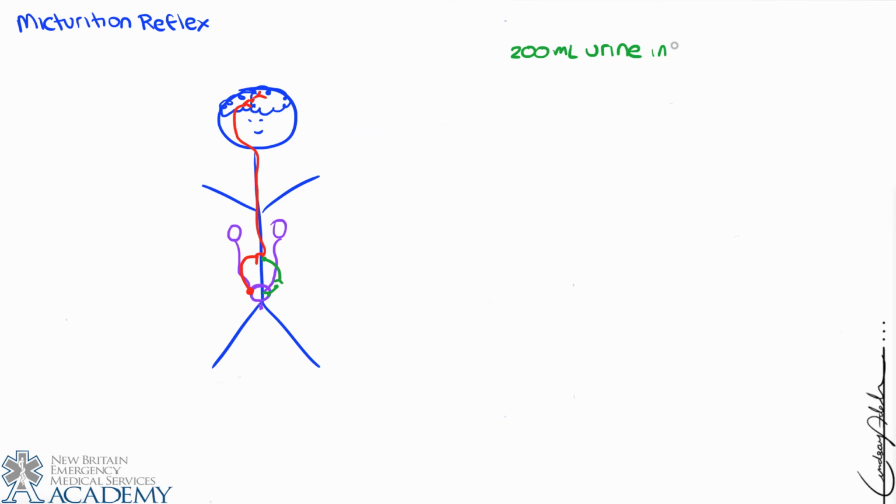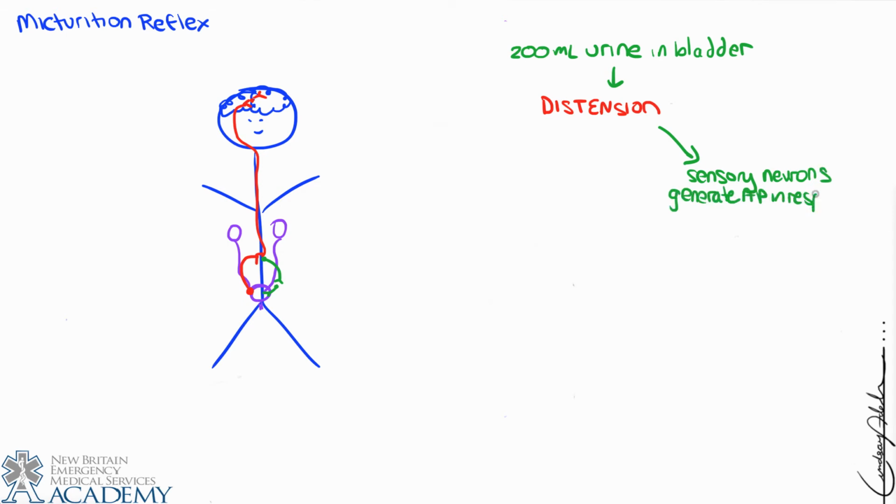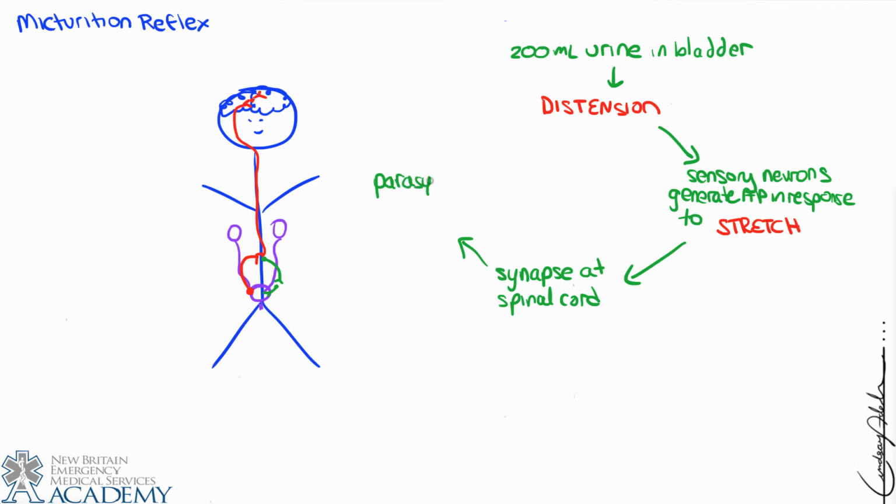So when about 200 milliliters of urine enters the bladder, it will become distended, and this distension is going to activate sensory receptors, something on the order of mechanoreceptors, something that's going to recognize the stretch, and this stretch is going to generate action potentials that will travel to the spinal cord, where we'll have a synapse on other neurons. So first we'll actually synapse on the parasympathetic neurons, the parasympathetic preganglionic fiber, and the parasympathetic neurons will generate action potentials to cause contraction of the bladder.